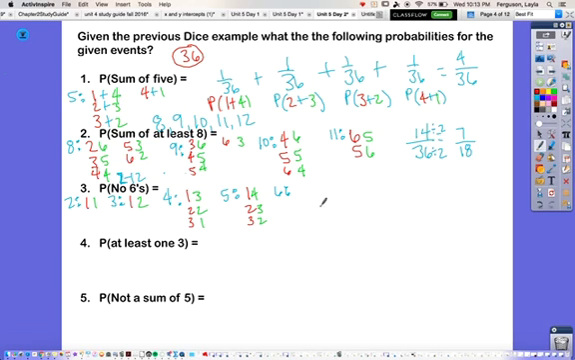6: 1 and 5, 2 and 4, 3 and 3, 4 and 2, 5 and 1. 7: I can't do a 1 and a 6 because I can't roll any 6s, but I could do a 2 and a 5, 3 and 4, 4 and 3, 5 and 2.